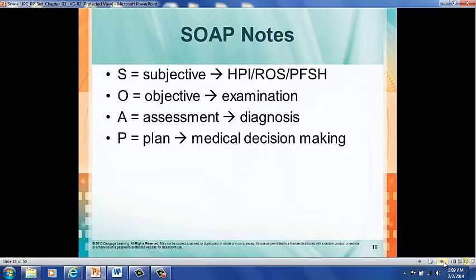SOAP notes. Many providers record encounters by using a SOAP note. The HPI is sometimes referred to as the S, or the subjective portion, of a SOAP note. A SOAP note contains a subjective portion, the history; an objective portion, the exam; an assessment portion, the diagnoses; and a plan, the plan for the patient's care.